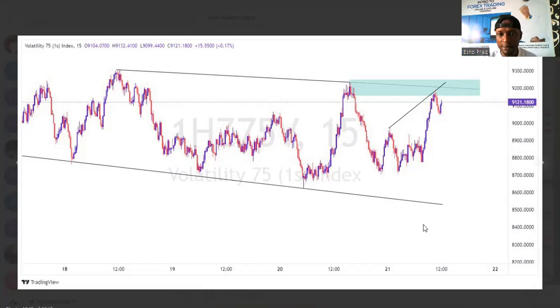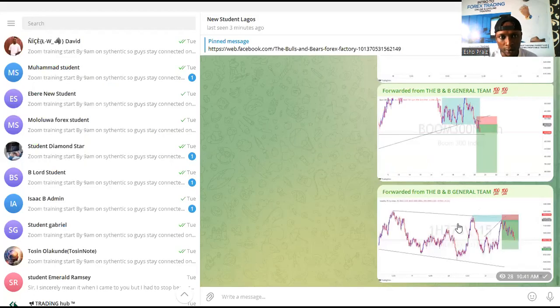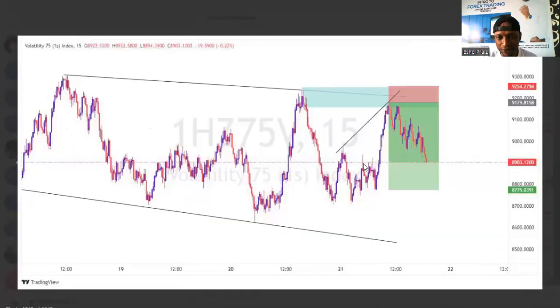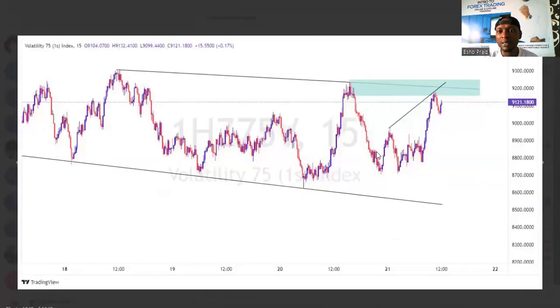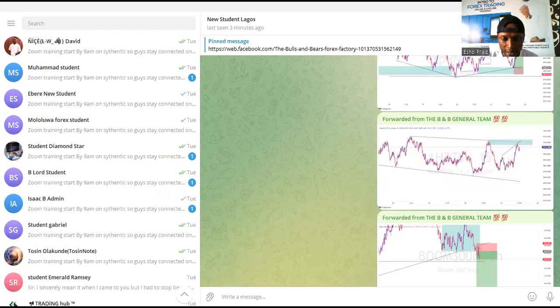So now look at it. You can see this is after. Volatility 75 first. This is after, and this was before. All these signals, I send them in the group, right? Now let me share the screen, guys. So first, hold on.